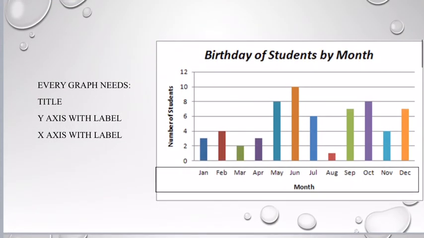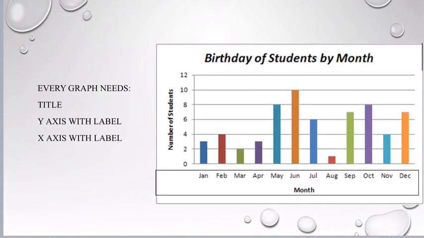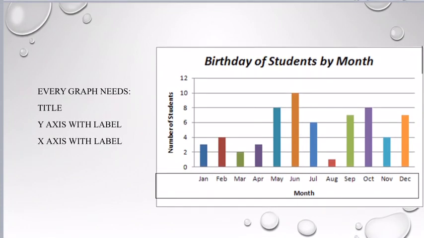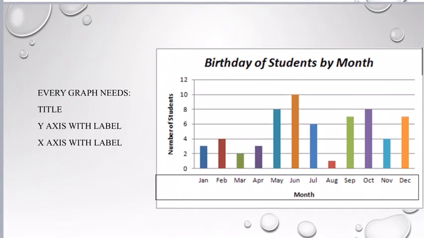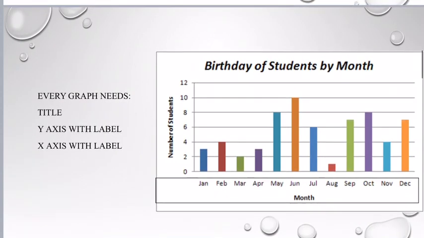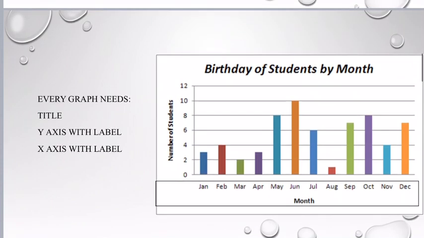And then the x-axis is just a fancy way of saying the line that goes from left to right in the graph. And you also need to label that. So you've got January, February, March, and all the months. And then underneath, you need to name that line, saying month, yeah?